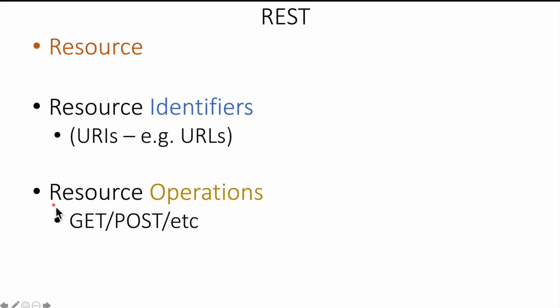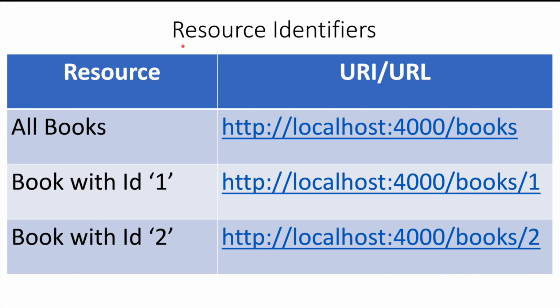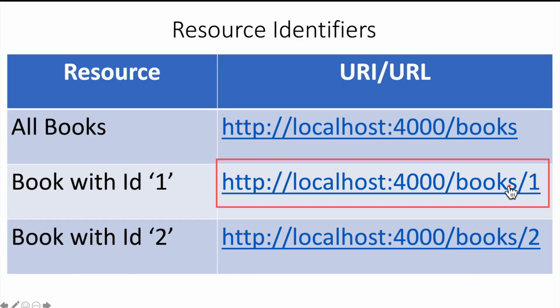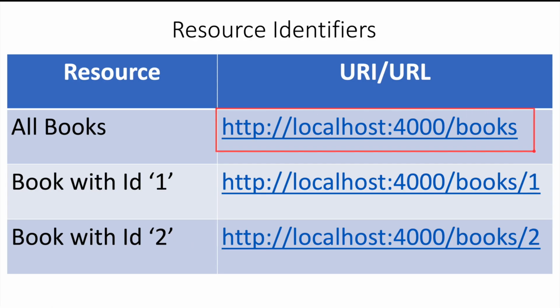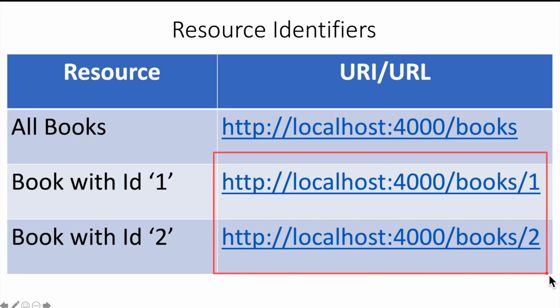And the third term that we have seen with respect to REST is resource operations. Examples of resource operations are get, post, etc. Let us look at some examples of resource identifiers. If books is a resource, then this URL will give us all books. And this URL, since it has /1 after books, will give us the book with ID 1. And this URL, since it has /2 after books, will give us the book with ID 2. So you can think of this as the resource identifier, and if that resource is accessible via a RESTful API, that means that other URLs like this are also possible.